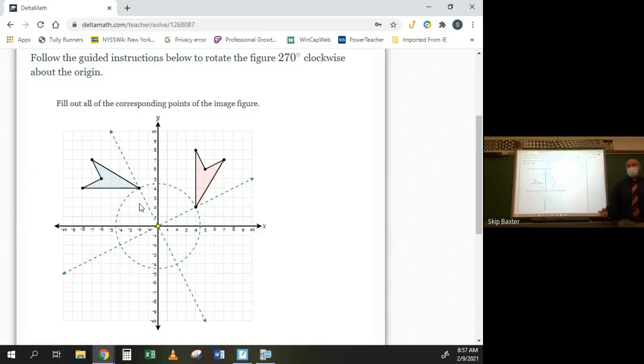And then there's a third part of the assignment where they're giving you an image and a pre-image, and they're just saying, how can I get from here to here? And the choices they're going to give you are either a reflection or a rotation. It's multiple choice. Everybody understand that?